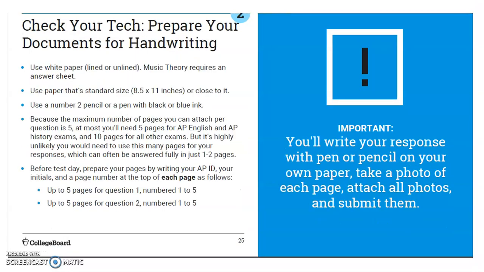Okay. If you're going to handwrite, you want to again check your tech, right? Make sure that you've got white paper, either lined or unlined, and use a paper that's a standard size, so that's 8.5 by 11 inches or close to it. Okay, regular notebook paper or most spiral binders or spiral notebooks are 8.5 by 11 or close to it. You're going to use a number 2 pencil, or you're going to use a pen with black or blue ink.